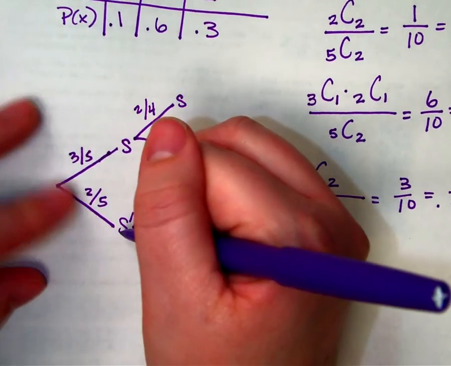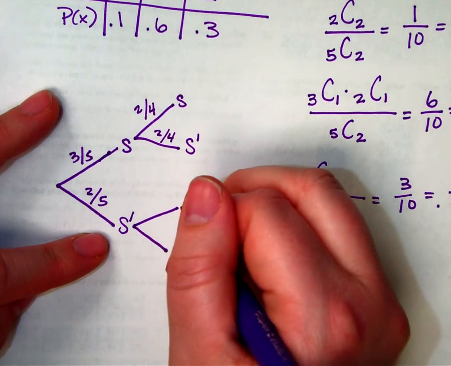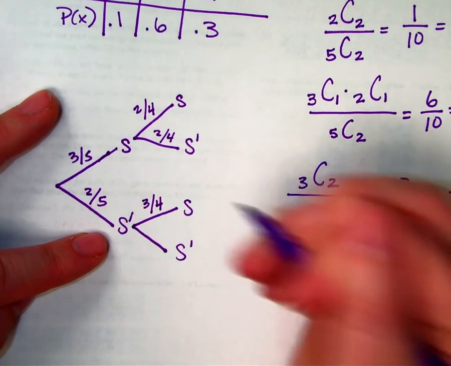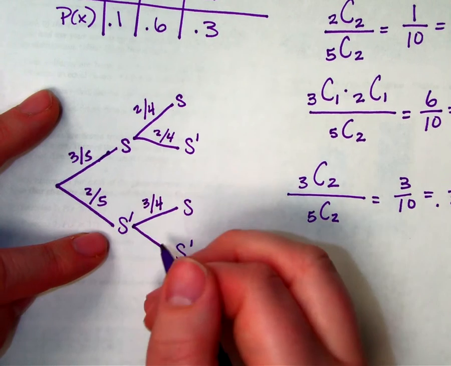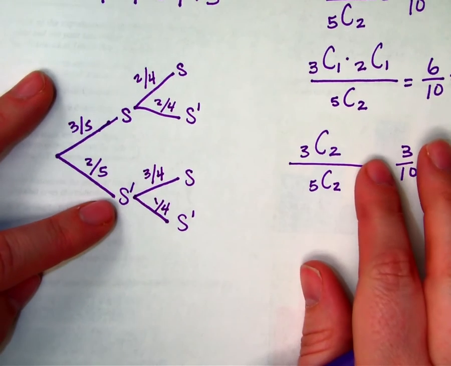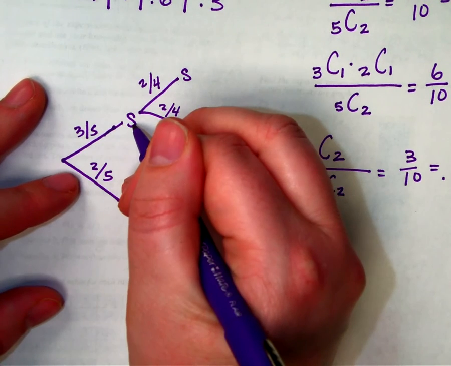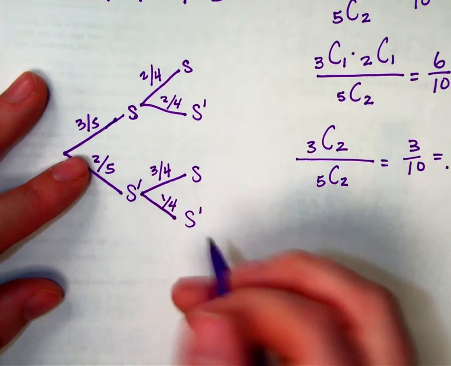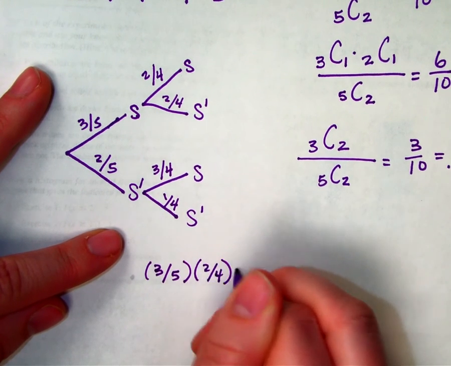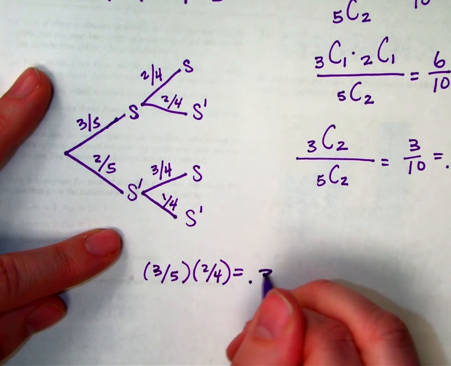If the first name chosen was not a swimmer, then the probability that the next name chosen is a swimmer is now 3 out of the 4 remaining people. And for not a swimmer, 1 out of the 4 remaining people. So here are the possible ways you could move down your branch. You could pick a swimmer and then a swimmer. So 2 swimmers. Multiply that together and you're going to get 0.3.